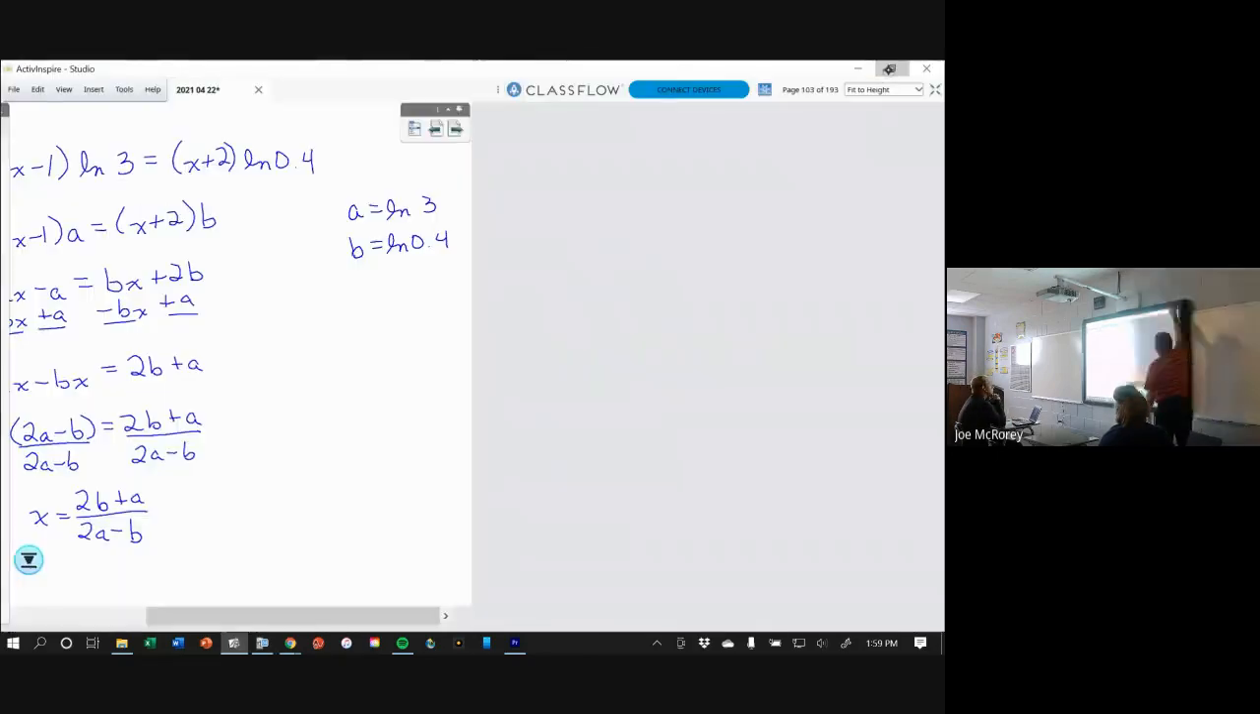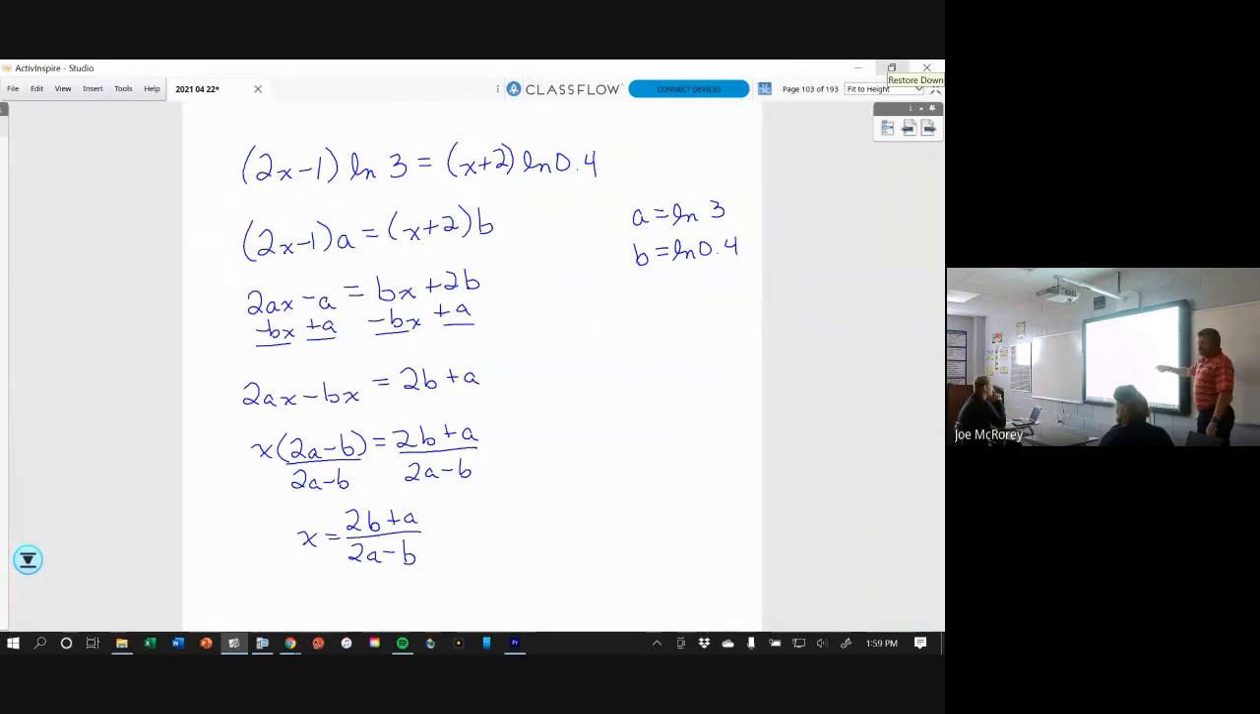The most important part if you do it this way is don't forget to store those into A and B. Otherwise, it'll think A and B are 0 if you reset your calculator, and then you're gonna have the wrong answer.